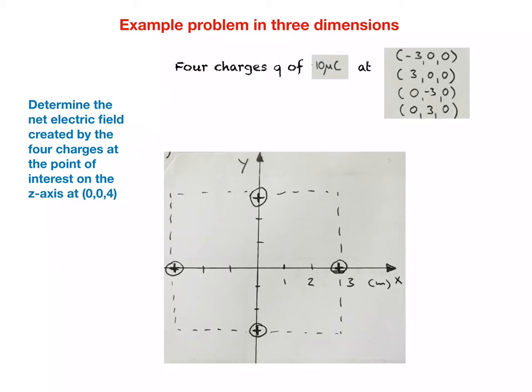In this problem in 3 dimensions, four equal charges Q of 10 microcoulomb are positioned on the xy plane at a distance of 3 meters from the origin. The net electric field is to be determined at a position of 4 on the z-axis. The z-axis comes out of the plane. The net electric field vector can therefore be expected to point at us.